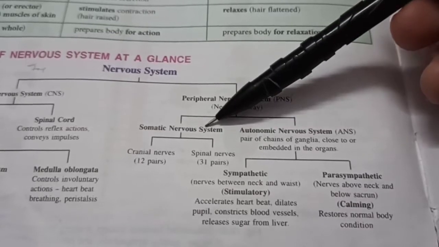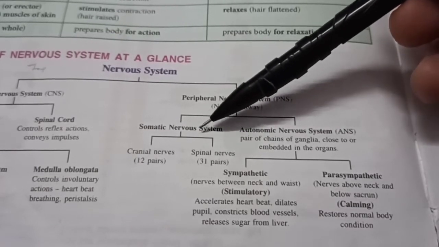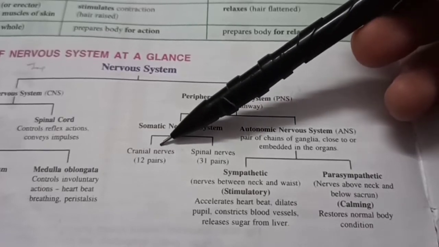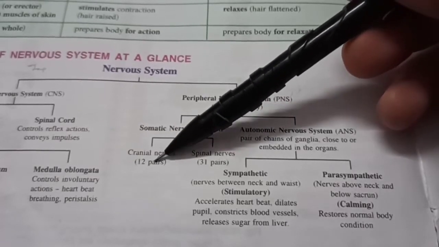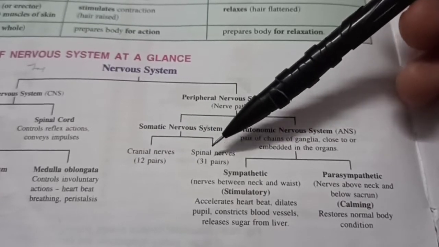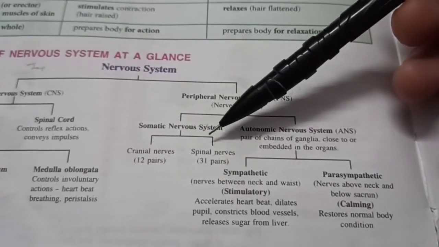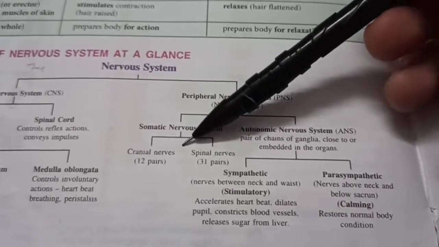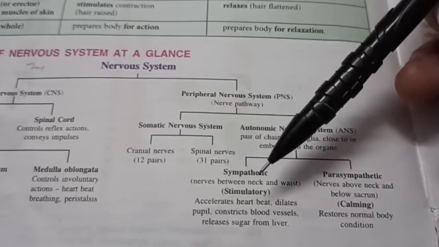Now, the peripheral nervous system can be of two types, somatic and autonomic. Somatic is under our control. It controls all our voluntary actions, which can either be through the cranial nerves, there are 12 pairs arising from the brain, or there can be spinal nerves. There are 31 pairs arising from the spinal cord. They can even control our reflex actions, which are involuntary.